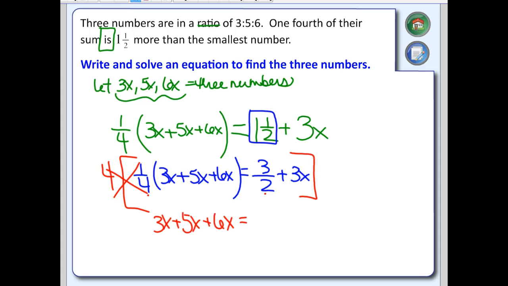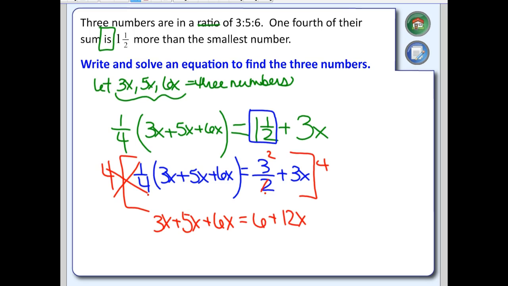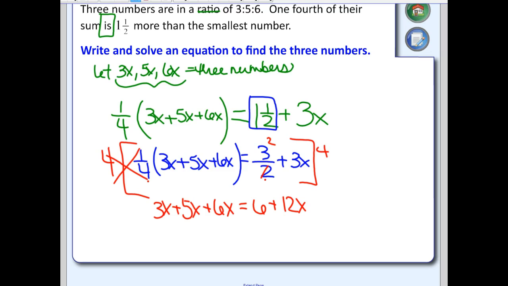Okay, now we still got to go over here and multiply everything by 4. So this is going to cancel and give me a 2. So we've got 6 plus 12x. Everybody understand where all my numbers came from? Okay, good job. I need just a little bit more room.